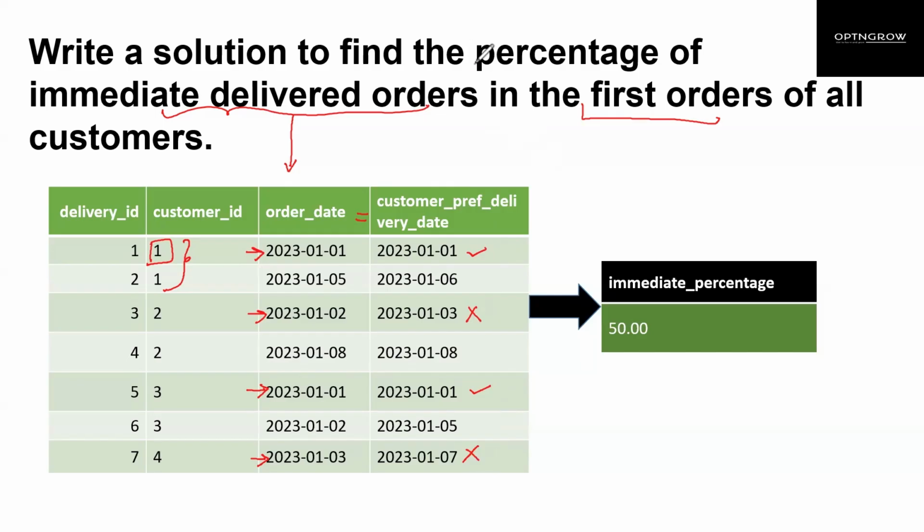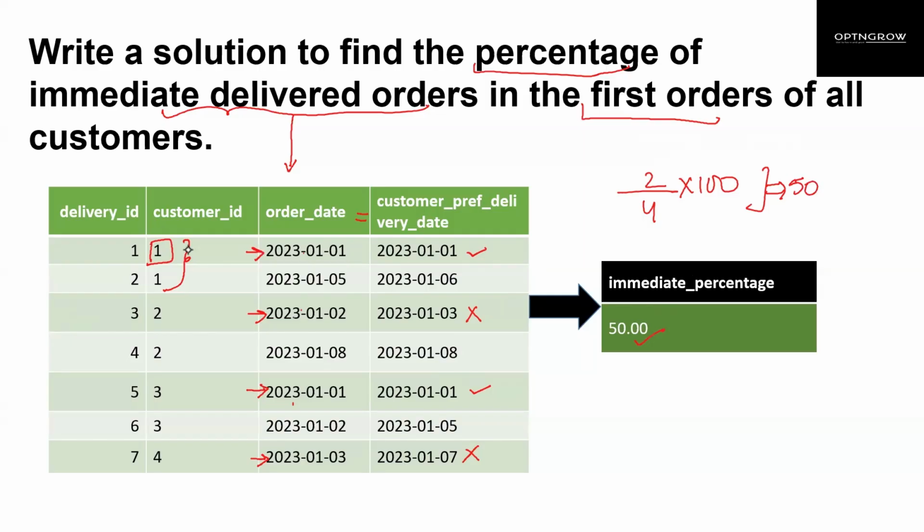So we have to find the percentage. It's very simple. If you see over here, the total orders that we have are 1, 2, 3, 4, and the immediate orders that we have are 1, 2. So this will give us 50. This is what we have to find.